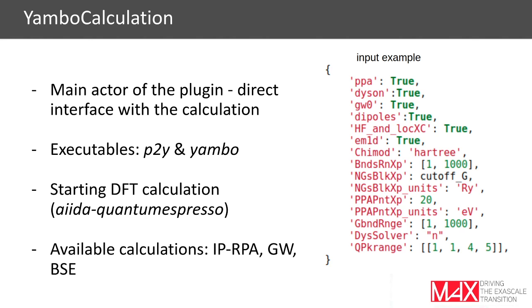The calculations that can be run with the plugin are all the possible ones that you can do with the Yambo executable, starting from the independent particle random phase approximation, RPA, to GW and Bethe-Salpeter. The last one, the Bethe-Salpeter, will be available only from version 2 that will be soon released.